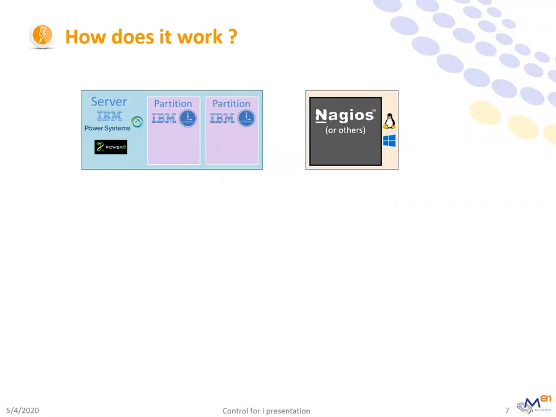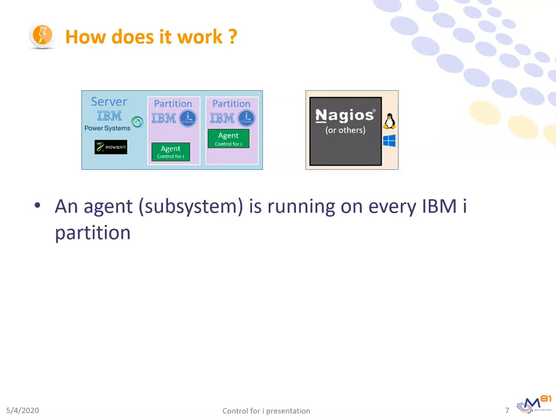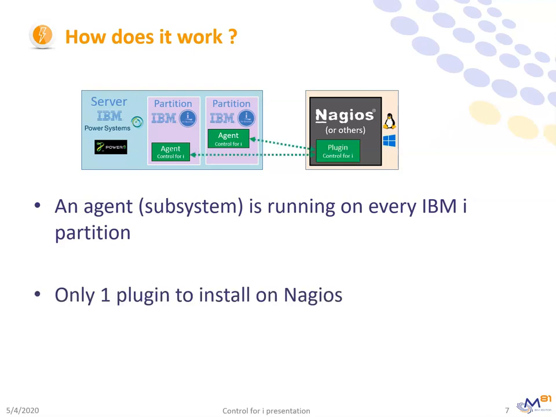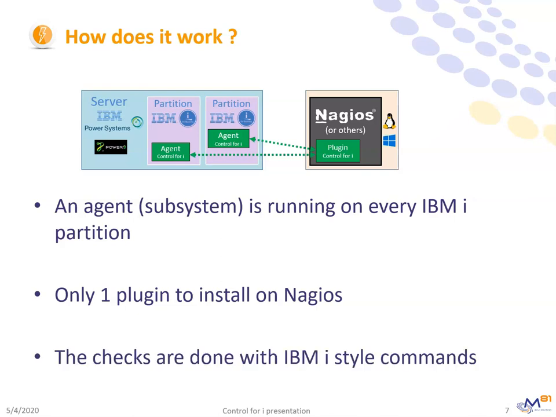Here is the structure of the monitoring network. We have the Nagios server and two IBM partitions in this example. On every IBM partition to monitor, we will install an agent. This is a single library with a subsystem that has to be always active. On Nagios, we have to install only one plugin, only one program. This plugin has only two parameters, the IP address of the partition and the IBM command that will check whatever you want to check. You heard it well, an IBM command.